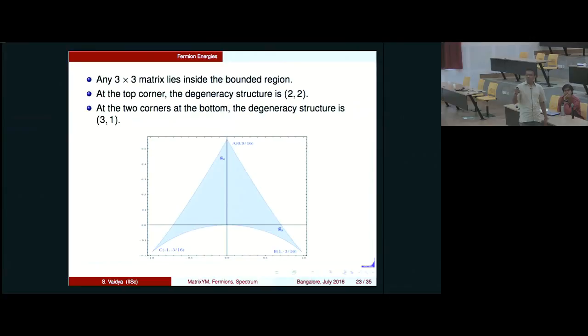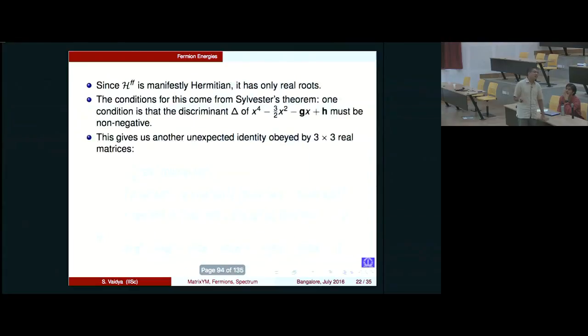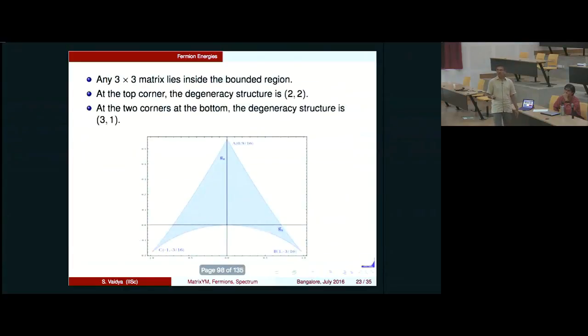But why would you be interested in Hermitian 3x3? Oh, no. The M's are not the Hamiltonian. The Hamiltonian is Hermitian. The M's are arbitrary 3x3 matrices. So they all lie here.